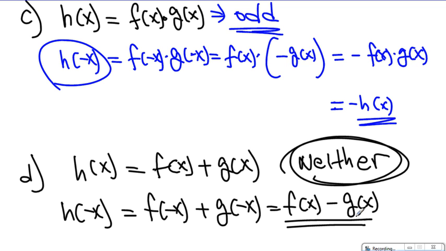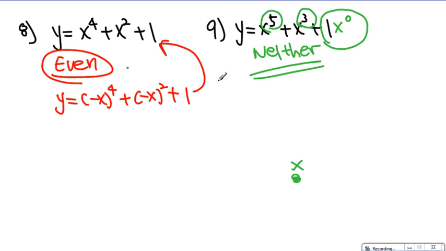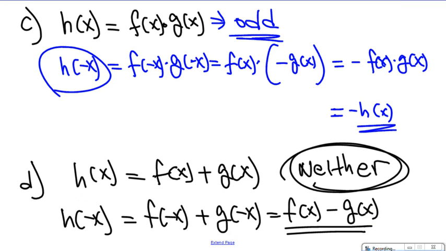Something similar to this, we talked about it earlier. Right, in this case, you see how when we have an odd function added onto an even function, we end up getting neither. Same idea was discussed in part B.